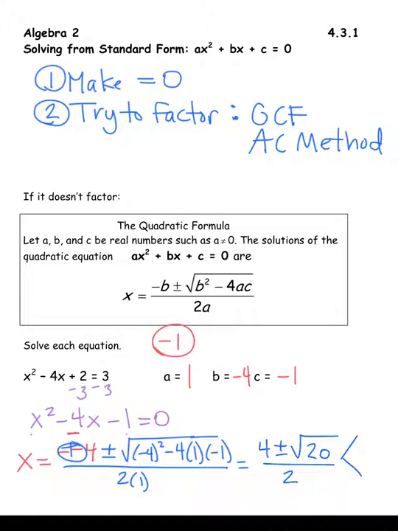Again, to my calculator, I'm going to type 4 plus the square root of 20, and I'm going to press equals, and I'm going to divide by 2. So my first solution is 4.236. And then I'm going to go back to my calculator, and I'm going to type 4 subtract the square root of 20, and press equals, and then divide by 2. So my second answer is negative 0.236.